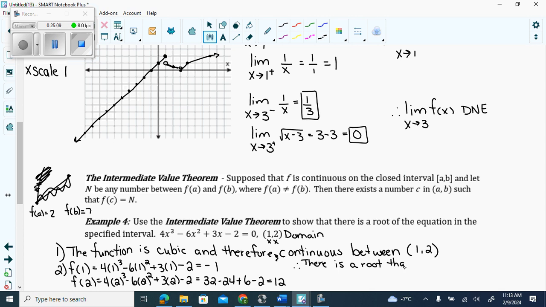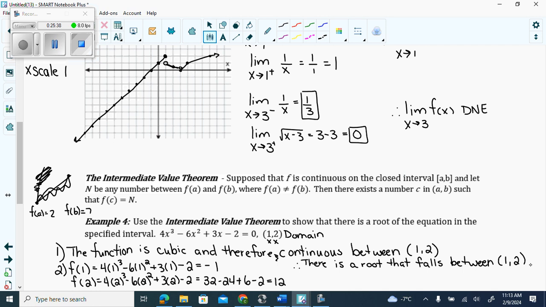that falls between 1 and 2. So we said that the function is continuous between 1 and 2. We said that at 1 it's -1, at 2 it's 12. Well, if the function is continuous from 1 to 2, and it's from -1 to 12, at some point it's crossing through 0, right? So that's the intermediate value theorem.